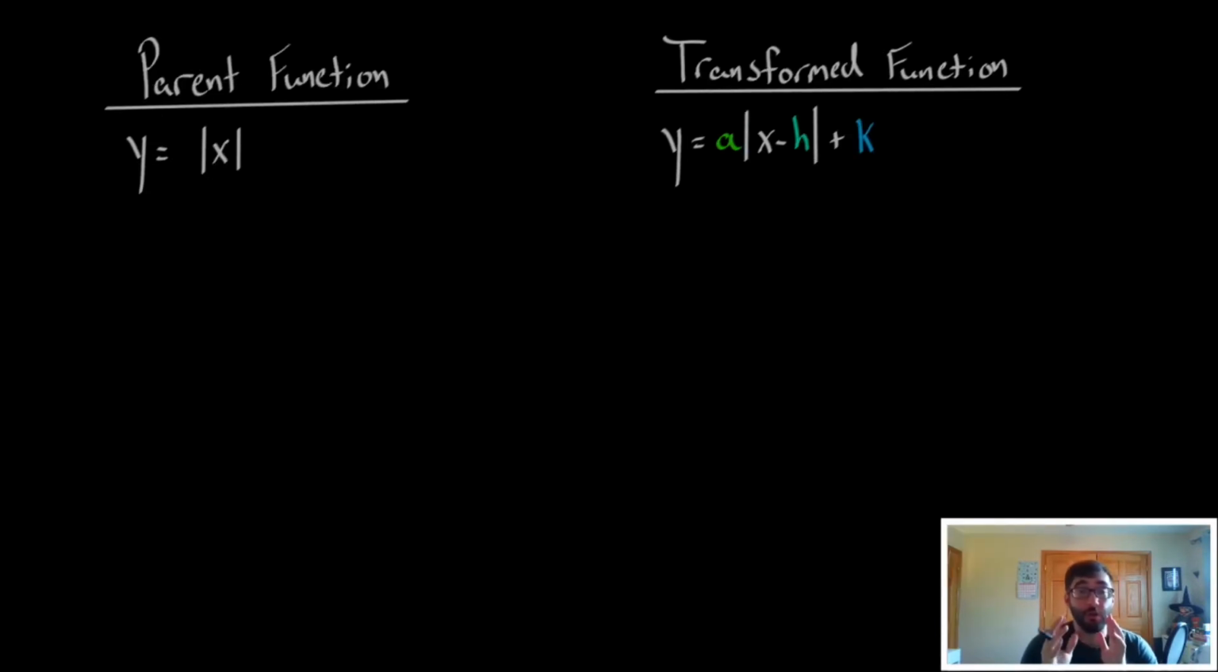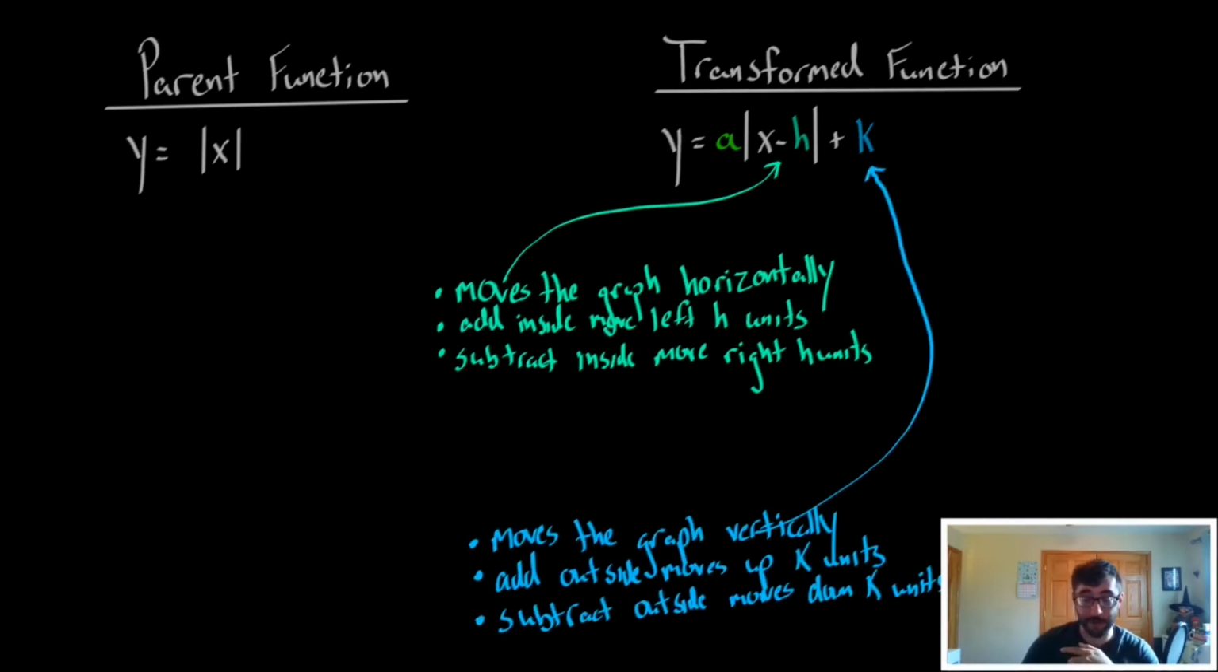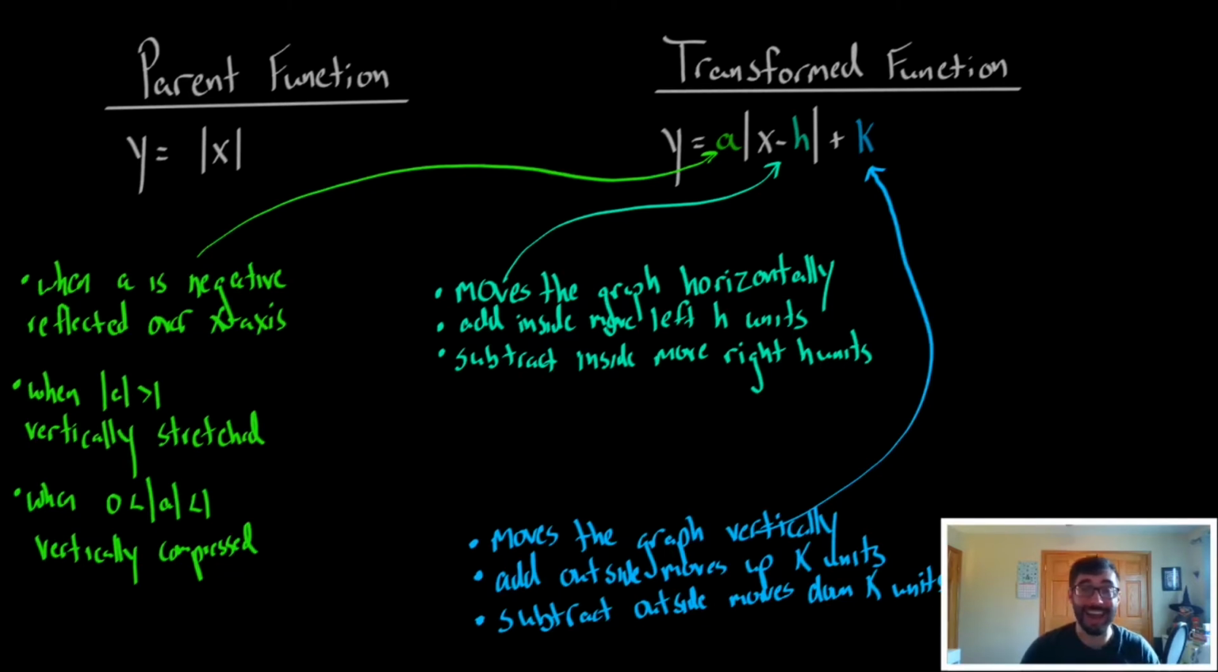Now this is a continuation from our transformations series with absolute value functions. In the last video, we talked about our parent function of absolute value and all the different types of transformations that can be applied to an absolute value function. In this video, we're going to actually apply all of this and graph absolute value functions by hand. If you haven't watched that video, make sure that you do. But let's go ahead and jump into a graphing problem, okay?